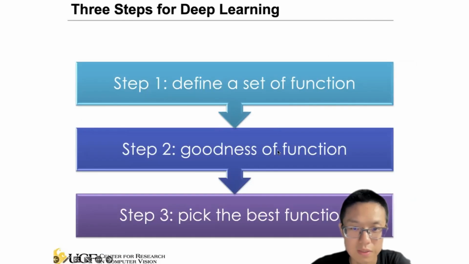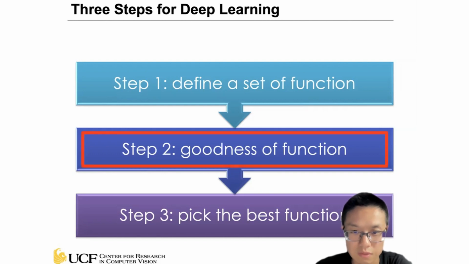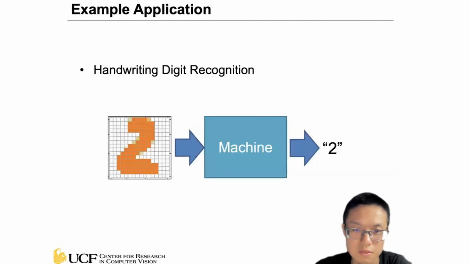Okay, so now let's go to the second step. How can we measure or evaluate the goodness of the function? In the first step, we already know how we can use the basic unit of neurons to build a neural network, specifically a fully connected feed-forward neural network, to specify a function. So the next step is how we can use some training data to evaluate how good that function is. And later we can decide the best function to use for testing or inference.